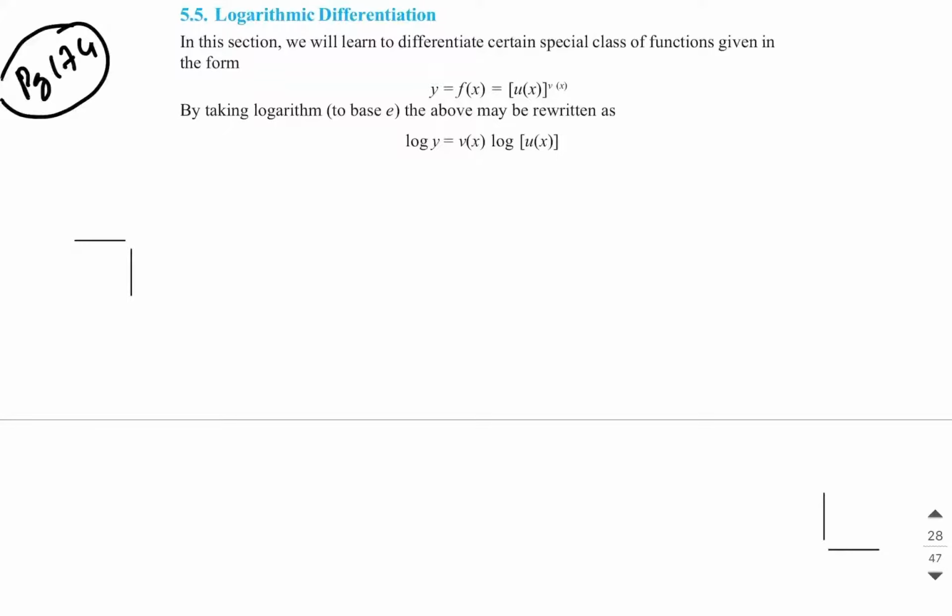Now our topic of discussion is going to be logarithmic differentiation. Don't get confused between the derivative of a logarithmic function and logarithmic differentiation. They are completely different. Let me take an example.